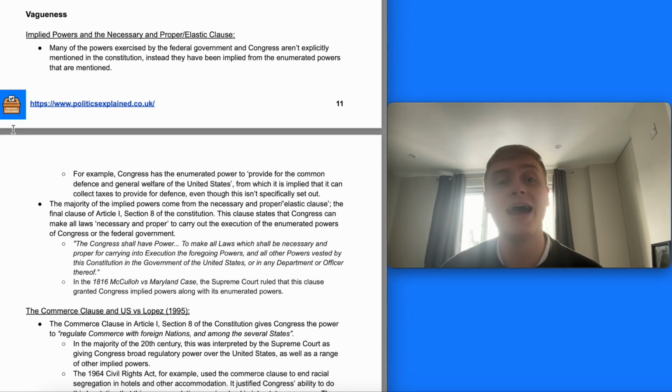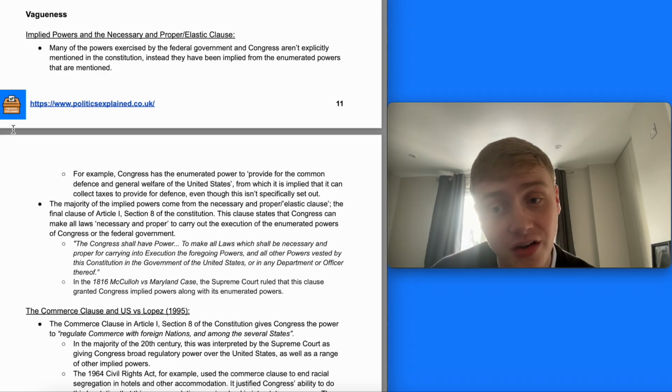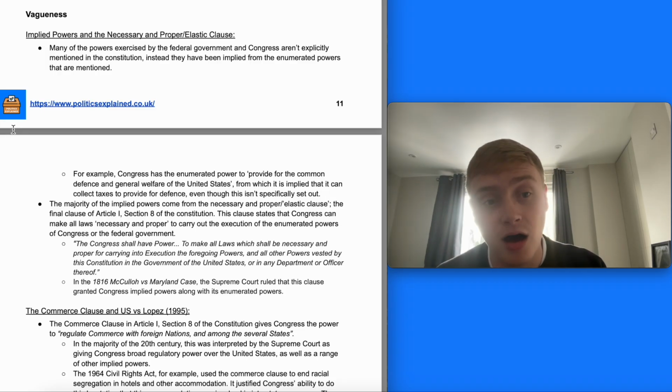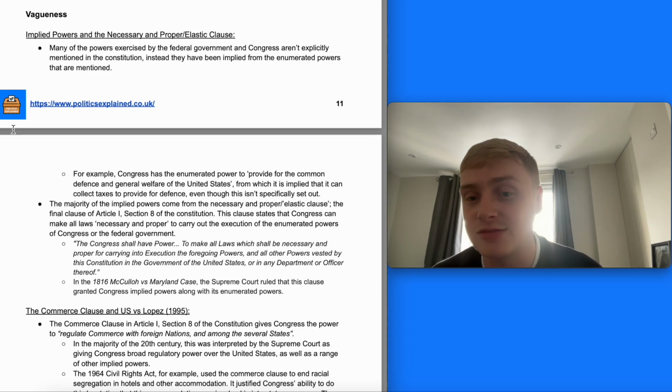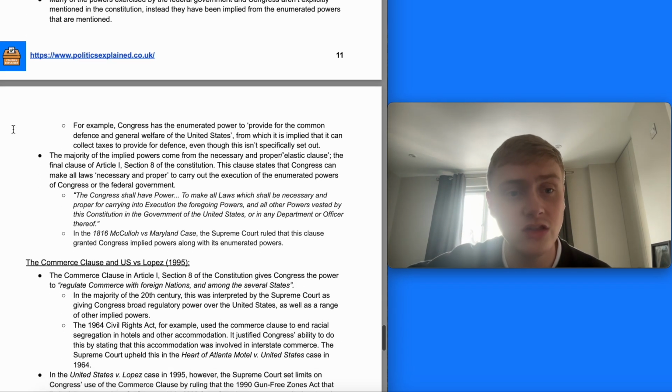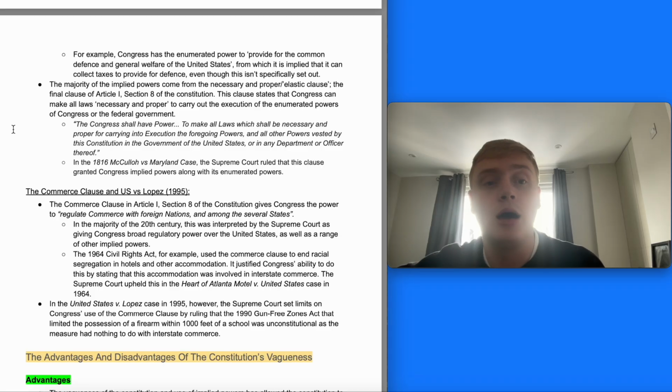Many of the powers exercised by the federal government and Congress aren't explicitly mentioned in the Constitution. Instead, they've been implied from the enumerated, so the written down powers that are mentioned. For example, Congress has the enumerated power to provide for the common defence and general welfare of the United States, from which it is implied that it can collect taxes to provide for defence, even though this isn't specifically set out.